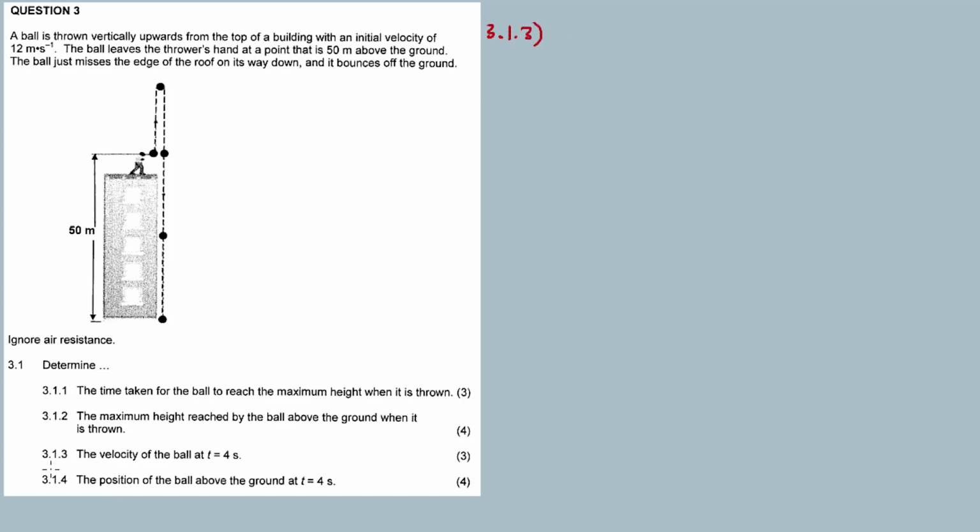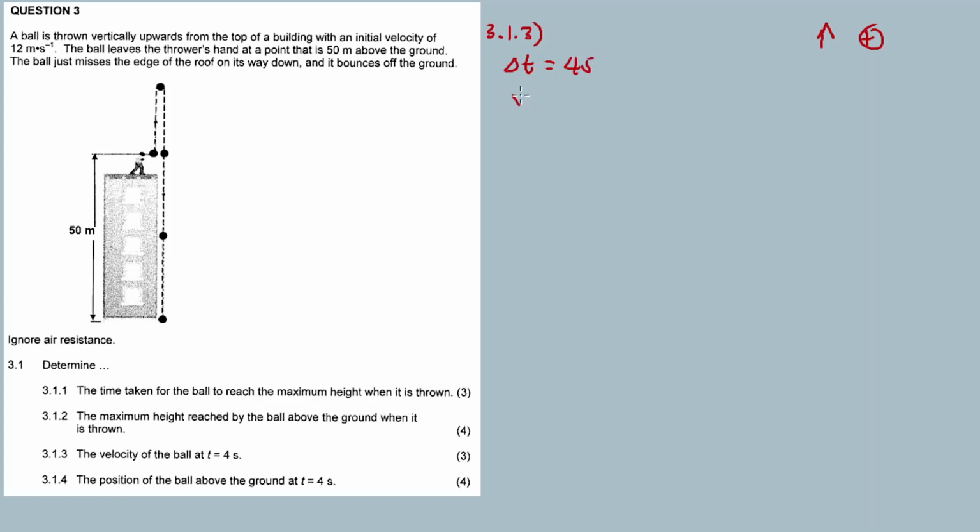3.1.3. Calculate the velocity of the ball at t equal to 4 seconds. Is this a trick question? For how many marks? 3 marks? No. Okay, let's choose up as positive. So I put delta t as 4 seconds.